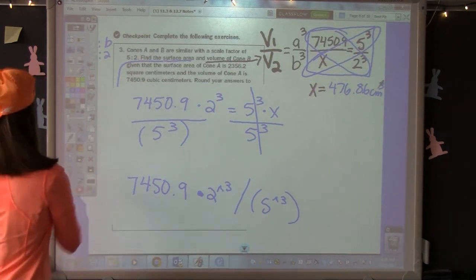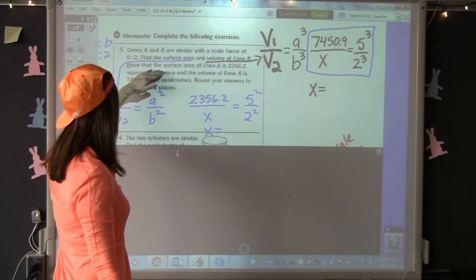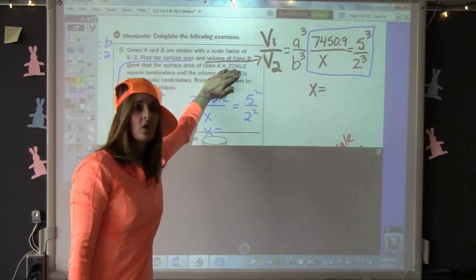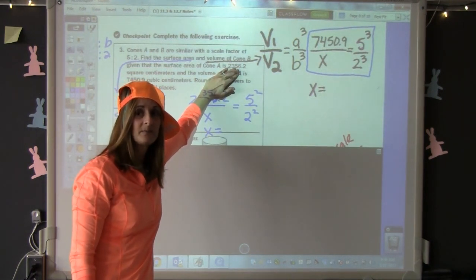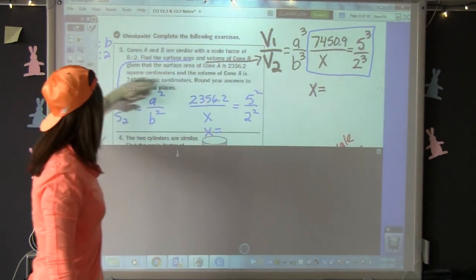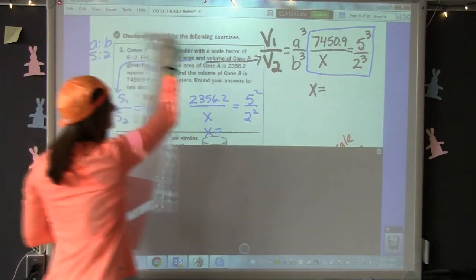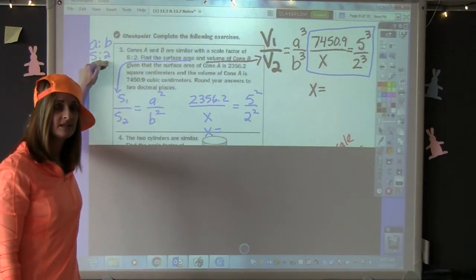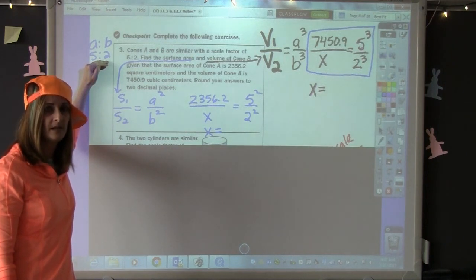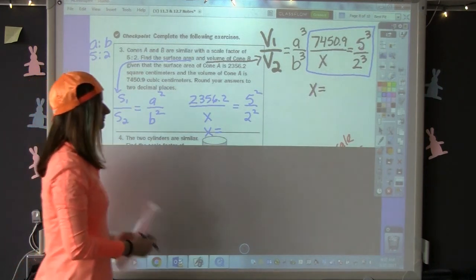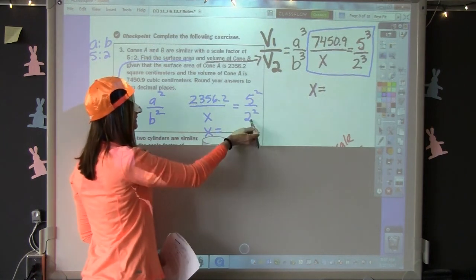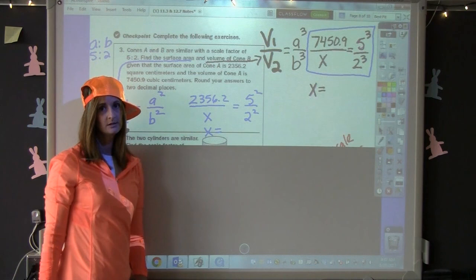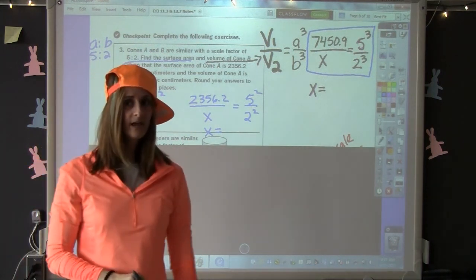Let's do surface area. They tell us that the surface area of the cone is 2,356.2. The ratio of the surface areas is A squared to B squared. A to B, we've already identified, is 5 to 2. So the ratio of the surface areas is 5 squared to 2 squared. Is everybody with me? Yeah. Okay, so 5 squared is to 2 squared as this surface area is to the unknown surface area. Solve for x. Can everyone solve that?